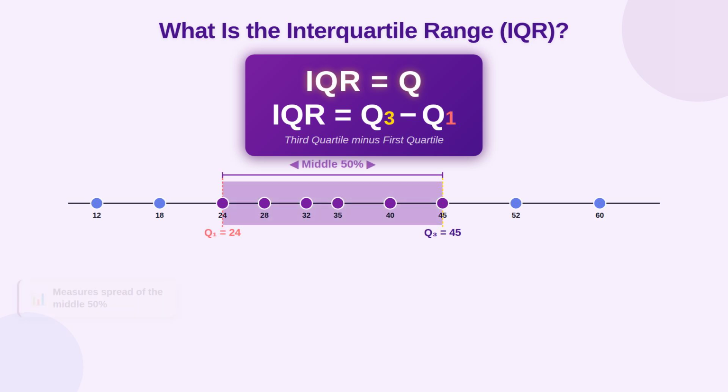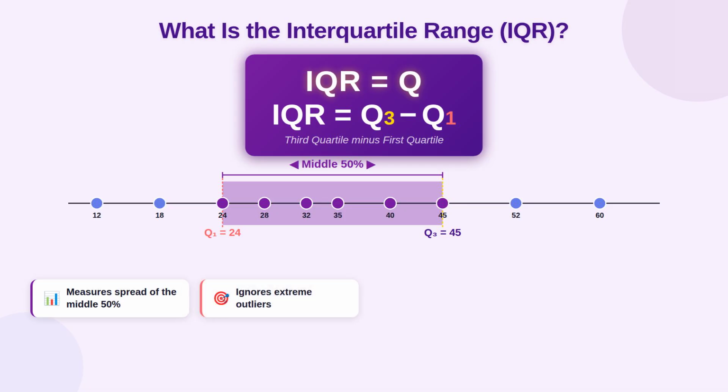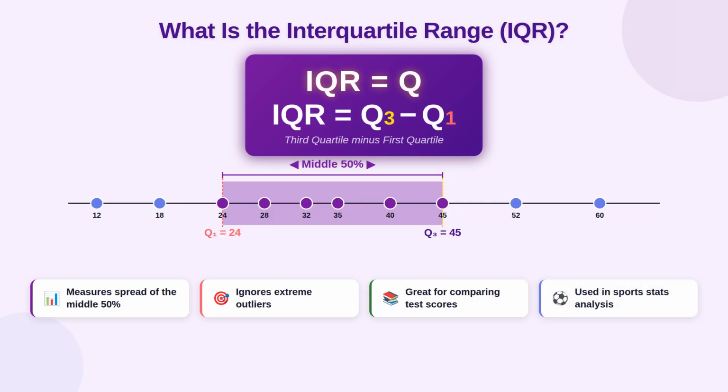It sounds fancy, but the formula is beautifully simple. IQR equals Q3 minus Q1. That's it. The IQR tells us how spread out the middle 50% of our data is. Think of it like focusing on the typical scores and ignoring the outliers, those weird extreme values that throw everything off. The IQR is super useful in real life, from analyzing test scores to tracking sports stats.